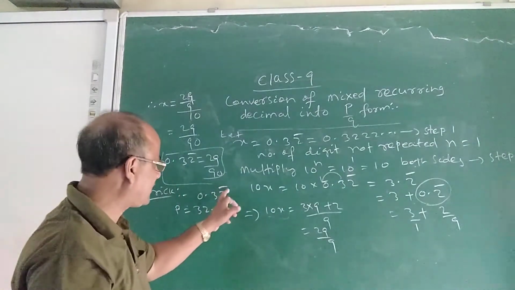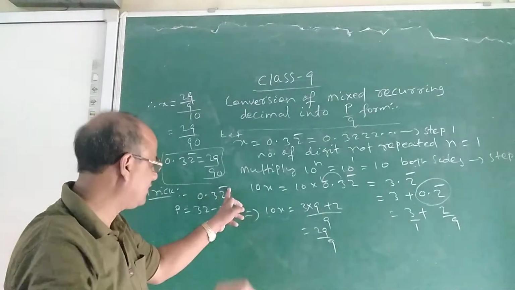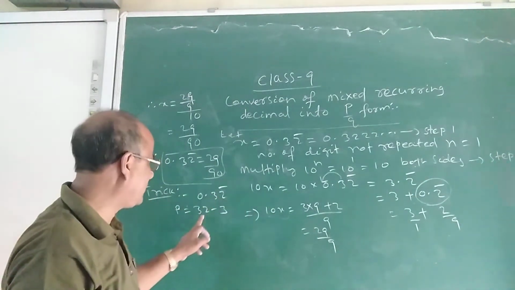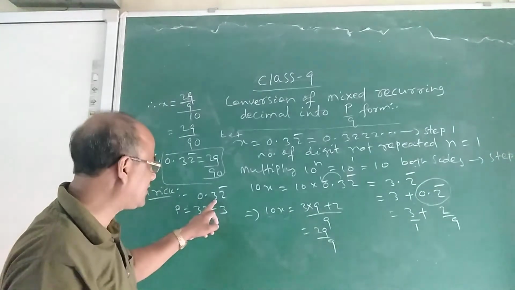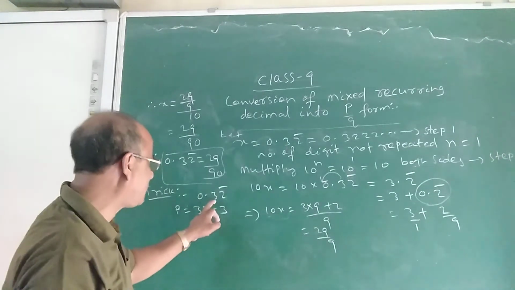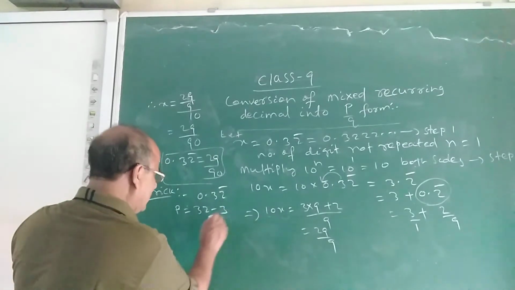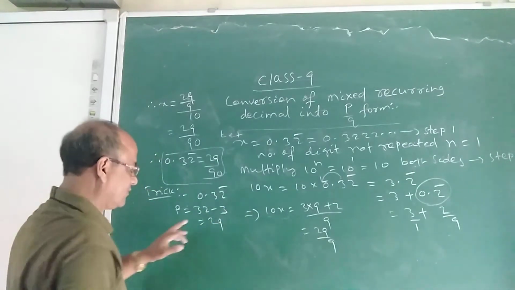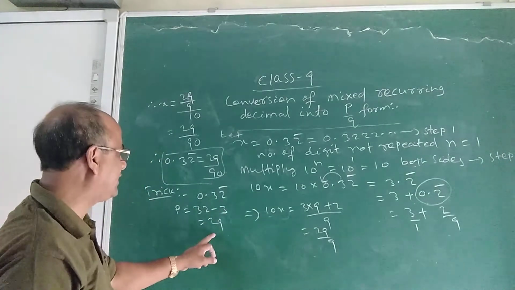That means first you neglect the bar. What is the number? The number is 32. And which number is not repeated? 3. So subtract 3 from 32. It will be 29. You see, 32 minus 3 is 29.